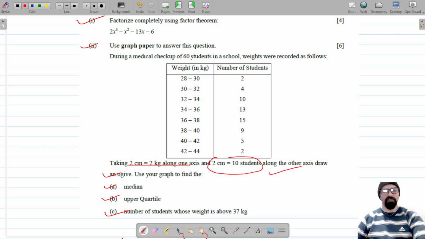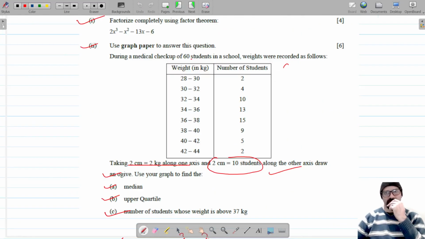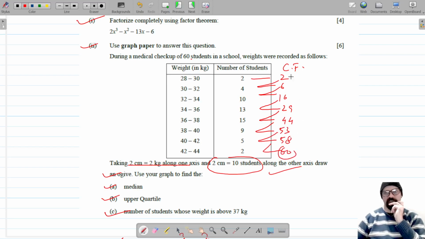we first need to calculate the cumulative frequencies. So I'm going to write down here the cumulative frequency to save time. This is 2. 2 plus 4 is 6. 6 plus 10 is 16. 16 plus 13 is 29. 29 plus 15 is 44. 44 plus 9 is 53. Plus 5 is 58. And 2 is 60. So these are the cumulative frequencies.